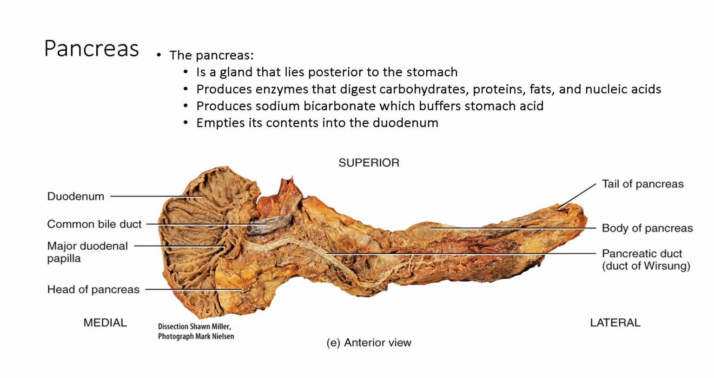Now, from the stomach, chyme passes into the small intestine. Chemical digestion in the small intestine depends on the activities of the pancreas, the liver, and the gallbladder. So because of that, we're first going to talk about these accessory organs and their contribution to digestion in the small intestine.